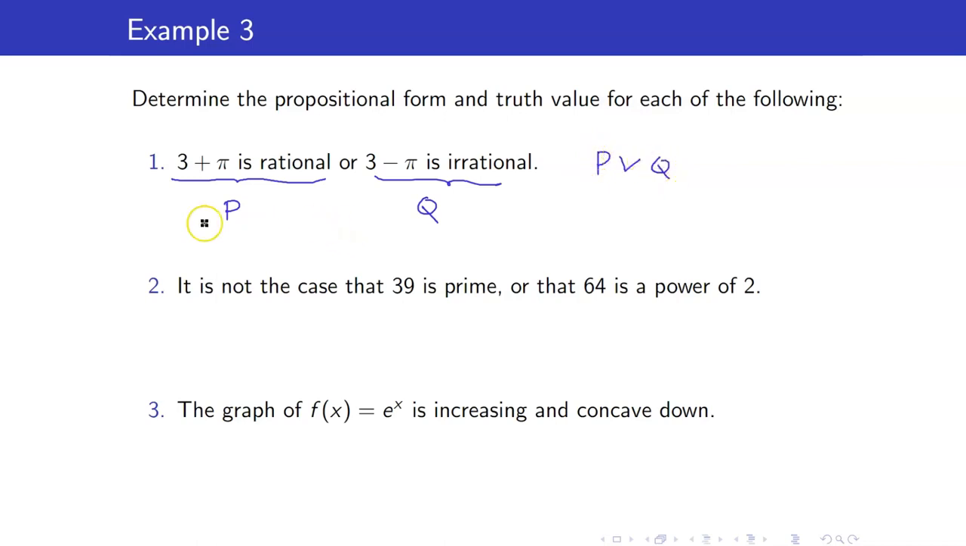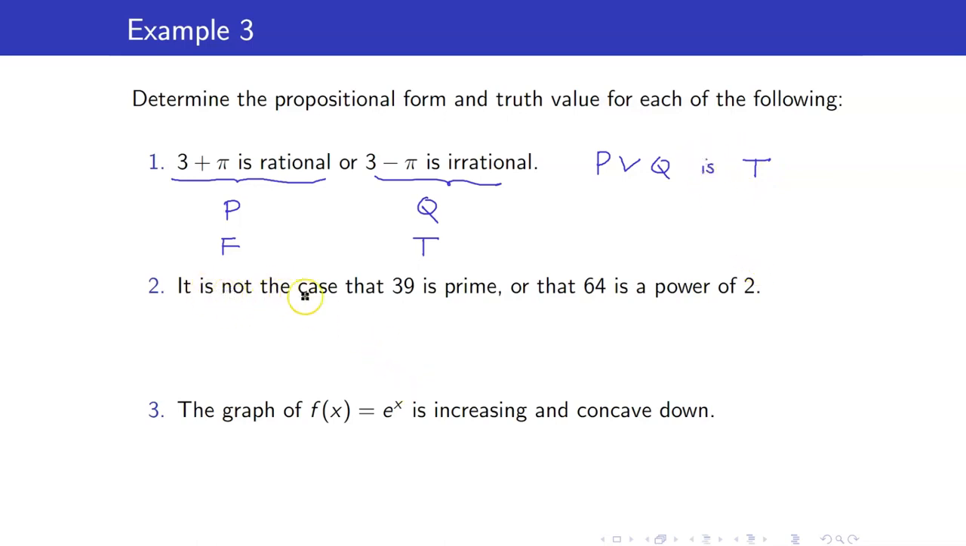Let us determine the truth value. 3 plus pi is rational. That is false. Pi is irrational. So even if you add 3, that will still be irrational. Next, 3 minus pi is irrational. Pi is irrational. So therefore, when we have 3 minus pi, that is still irrational. One of them is true. So therefore, the whole thing is true.